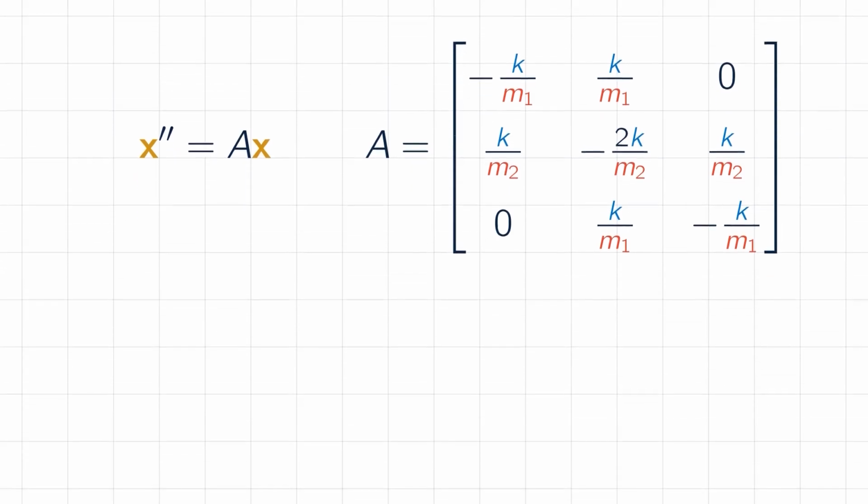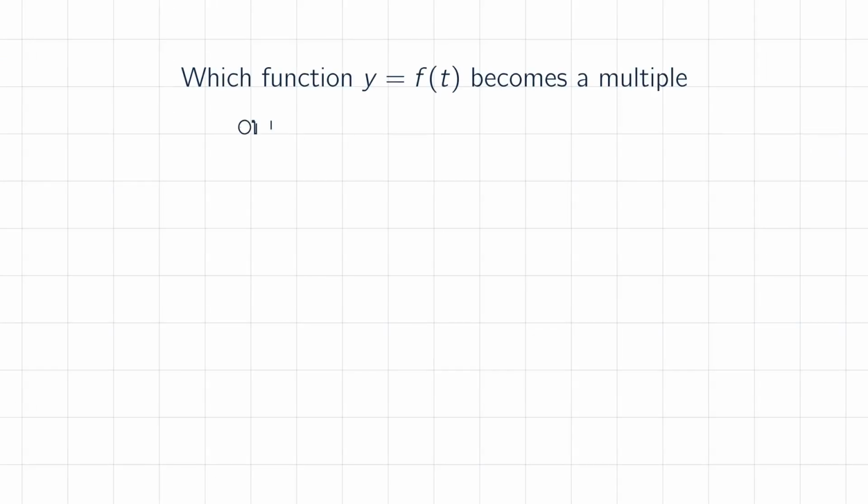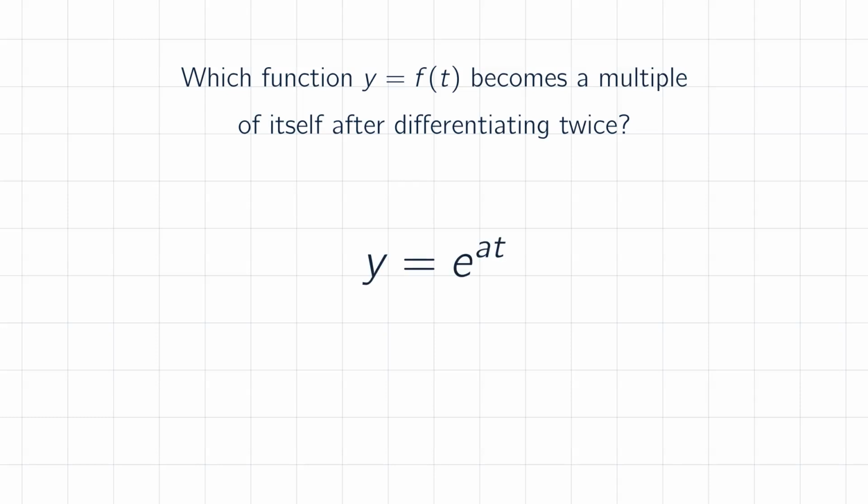Let's first look at a similar but simpler problem. The equation y double prime equals a squared times y. Maybe you have already seen how to solve such an equation in a calculus course, but we will try to figure out here what the solution of this equation should be. First, which function y of t becomes a multiple of itself after differentiating twice? Well, the exponential function, of course.